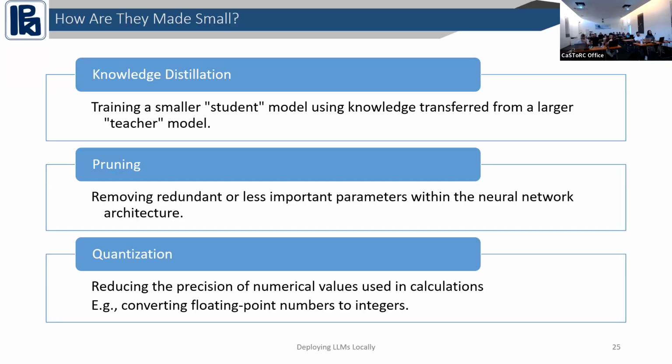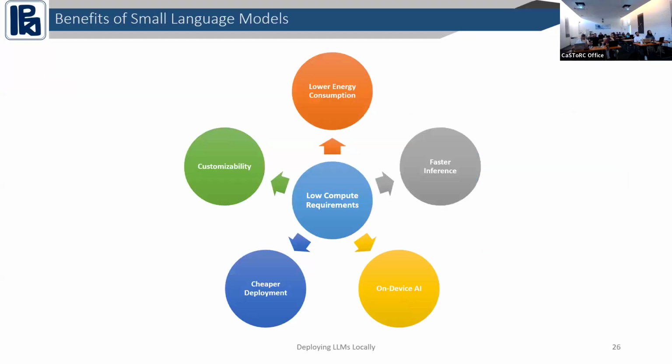We already mentioned that. So instead of using high precision numerical values, you convert them into lower precision, even to integers. And the benefits are that you have low compute requirements, and that translates into faster inference. You can use it on device. You have cheaper deployments. You still have customizability and low energy consumption, and that means a low electricity bill.